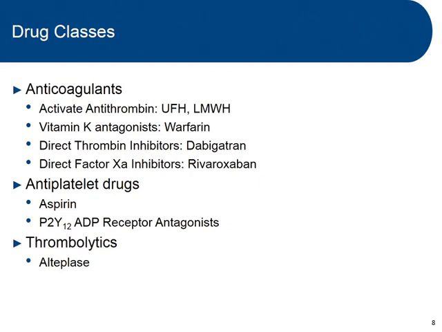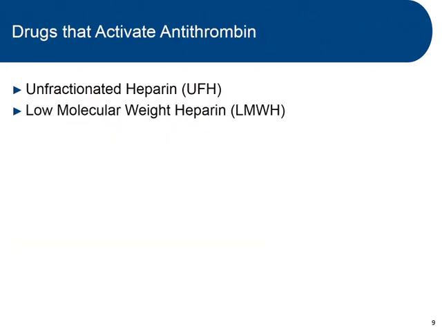So we're going to talk about each of these drug groupings, and then we'll talk about each of the classes within those groups. So let's start off by talking about the anticoagulants. And the first group we'll talk about are the drugs that activate antithrombin. So there are two drugs that activate antithrombin, unfractionated heparin, or UFH.